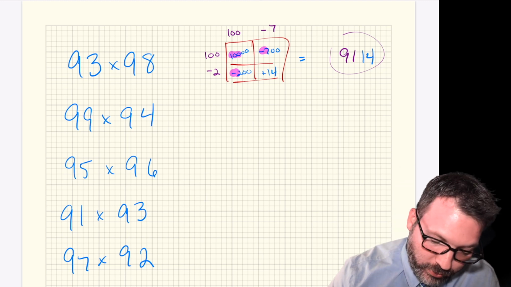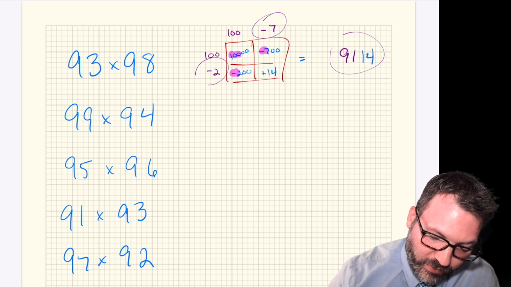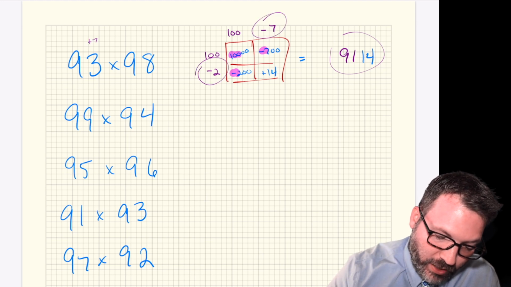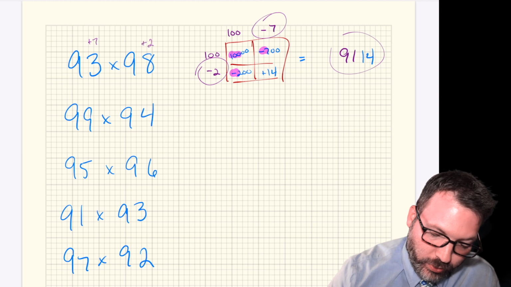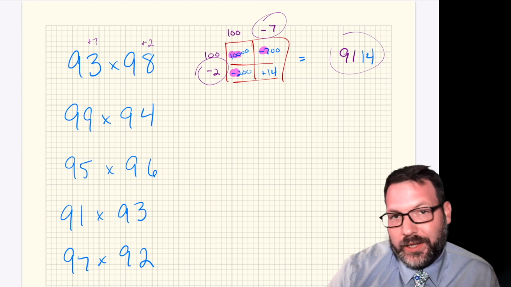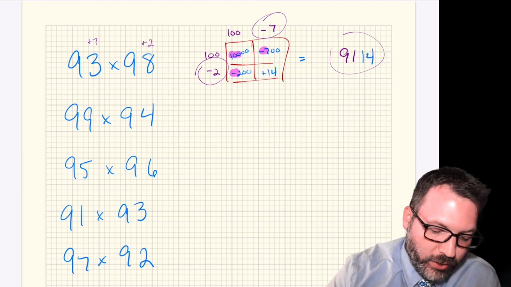Let's say I don't want to use the box though. What's going on? How can I make this a little simpler? Well, we know where the 7 and the 2 came from. 7 was how far away that was from 100. 2 was how far away that was from 100. So let's think about how far away the numbers are from 100.